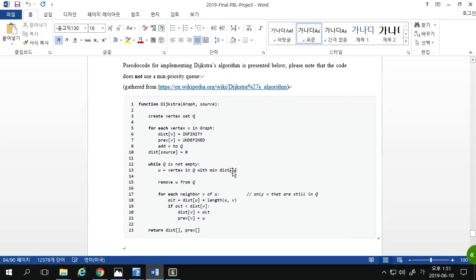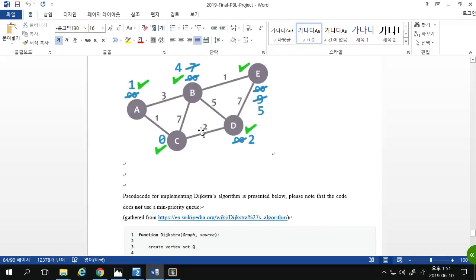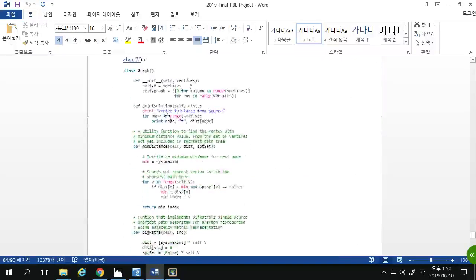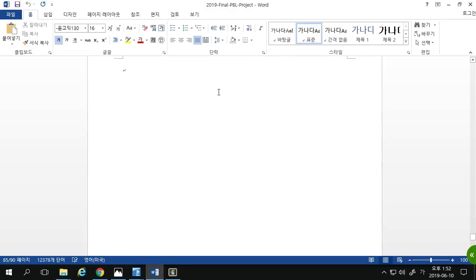Yeah, and this is the pseudocode for implementing Dijkstra's algorithm, which Piran was supposed to present, but he's not here. But it's mainly that you keep adding these to the set and update the cost and always compare it with the previous costs. There's also a Python script here for Dijkstra's algorithm.